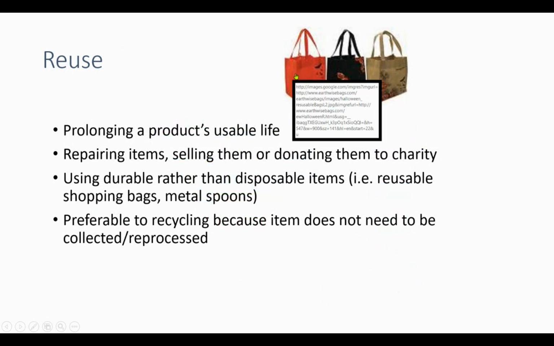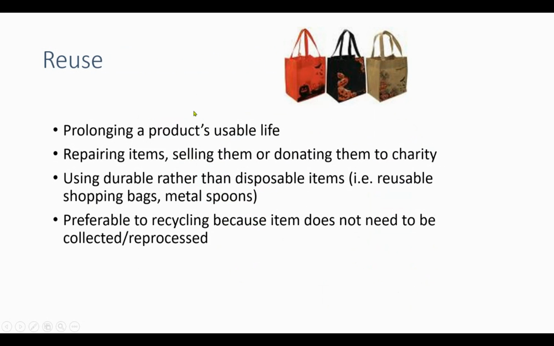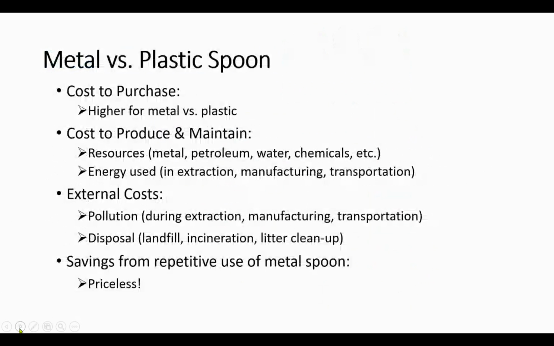Here we can see polythene, with so many images taken from Google. We can see that there are so many things we can reuse in a different way. Reuse means prolonging a product's usable life, repairing items, selling them or donating them to charity, and using durable rather than disposable items like reusable shopping bags and metal spoons. It is preferable to recycling because the item does not need to be collected or reprocessed. This is the basic idea regarding reuse.